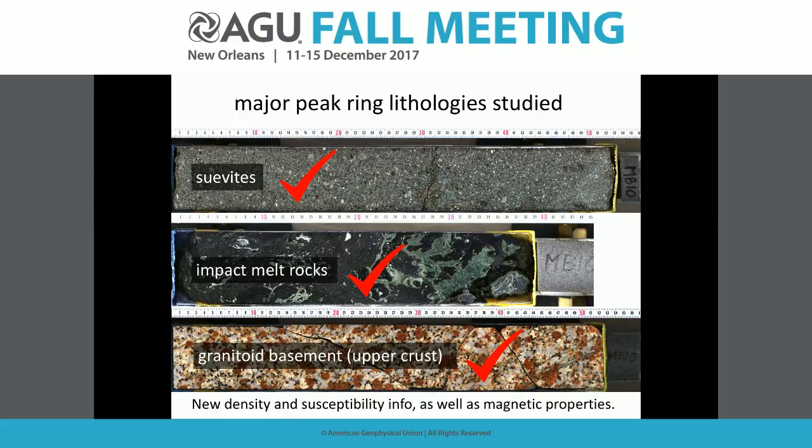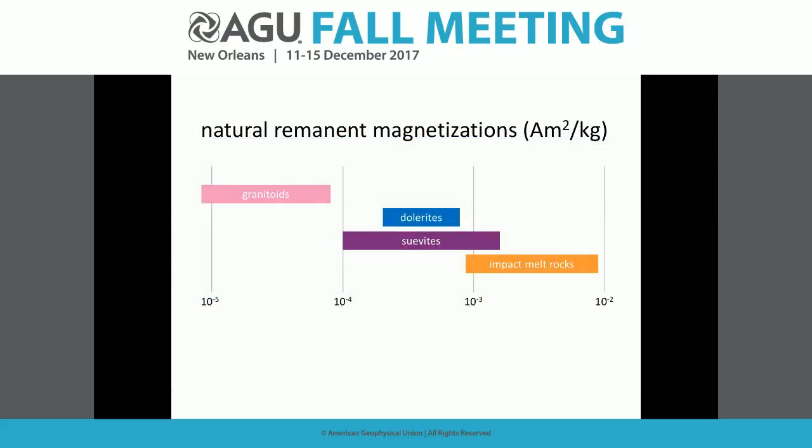So with this new density, magnetic susceptibility, and remanence information, we can move forward and start to construct new magnetic models. In this plot, I'm going to summarize what we've learned about the natural remanent magnetization of each of these units. What we find, in ampere meter squared per kilogram, is that we have the granitoids coming in, and they're magnetized reasonably strongly, but out of all of these impact peak ring lithologies, they're actually the most weakly magnetized. An order of magnitude stronger than the granites are the suevites, and also some dolerite dikes, which are pre-impact dikes that cross-cut the granite in the lower peak ring. And then finally, an order of magnitude stronger than those are the intensities of magnetization within impact melt rocks.